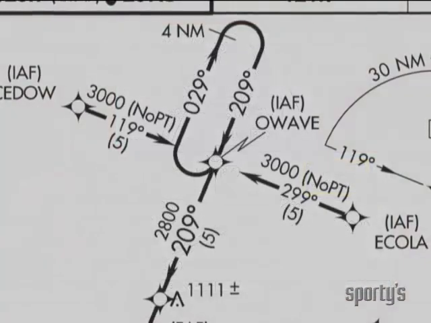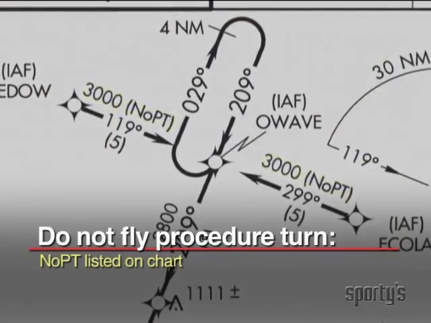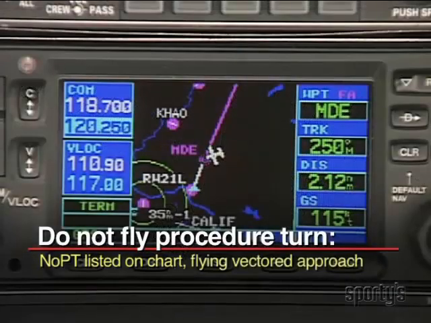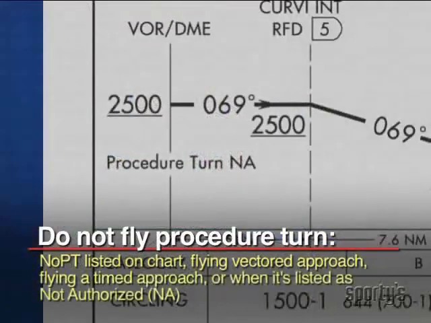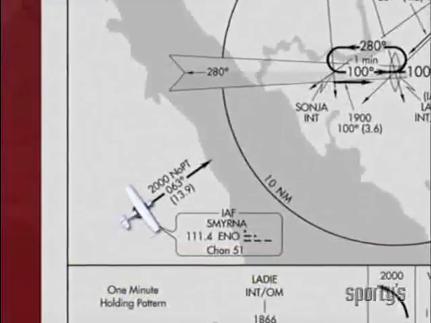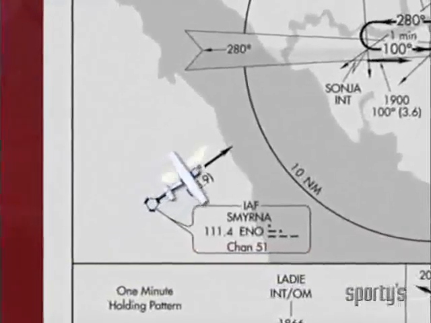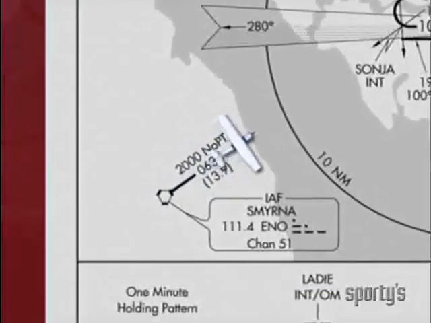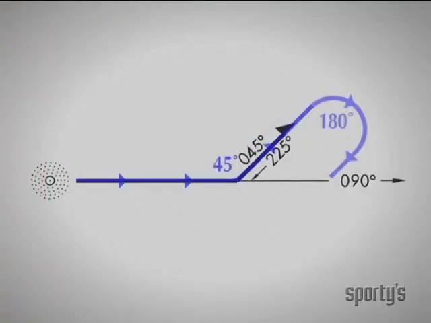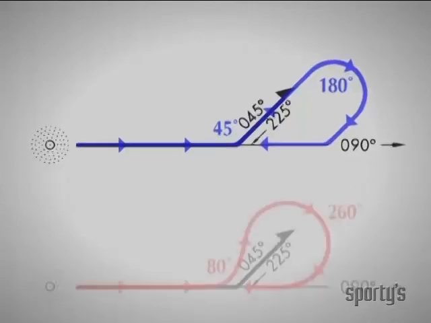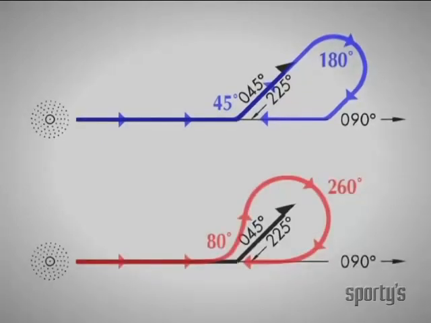A procedure turn is a required maneuver except when the symbol No PT is shown, when the aircraft is being radar vectored for the approach, when conducting a timed approach, or when the procedure turn is not authorized. On the ILS to runway 10 at Millville Municipal Airport in New Jersey, for example, no procedure turn is required if you fly the transition shown from the Smyrna Vortac. The most common procedure turn is the 45-degree type. Fly outbound, do a 45, a 180, and then intercept. Some pilots use an 80-degree, 260-degree course reversal instead of the 45. This is fine. Just be sure it is done on the correct side of the outbound course.